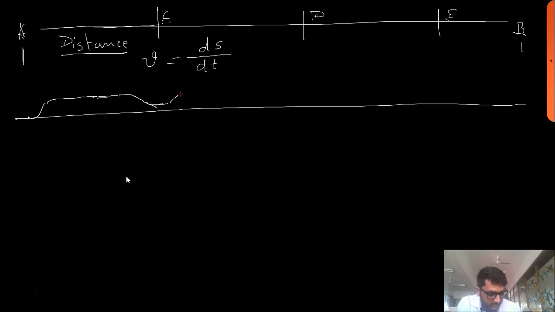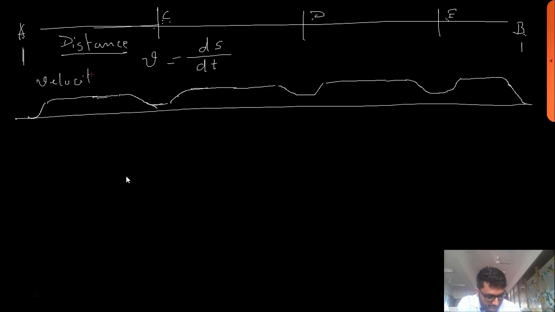Again, it will increase as the junction is passed, and it will remain constant. And when the next junction comes, it will fall, and again it will increase, and again it will fall here at the E, and again it increases, and at B it will fall to 0. So I will stop. Right? And this is velocity. This velocity we got by differentiating with respect to time.